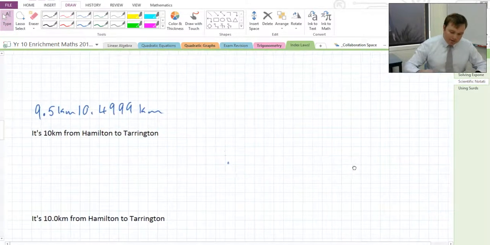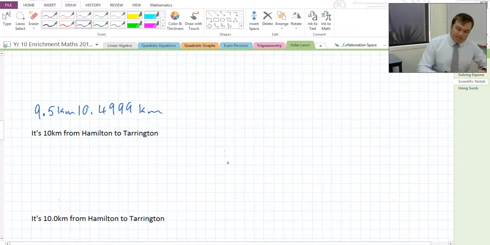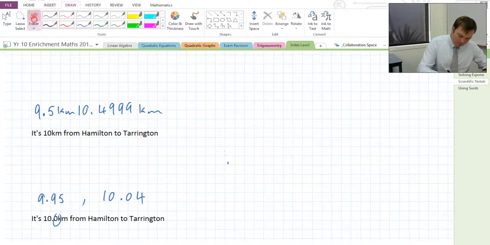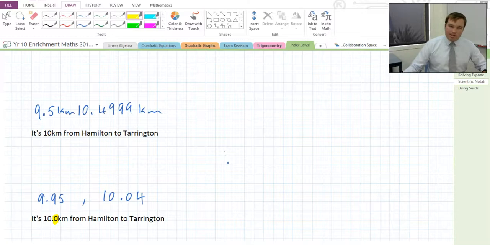Now, note, that's very different to saying it's 10.0 kilometers from Hamilton to Tarrington. I realise that both of them, 10 and 10.0, say exactly the same thing in terms of distance, but one implies much more accuracy. This second one, 10.0, really implies you're going from 9.95 and up to 10.04 and down. You're rounding to one decimal place there. By adding the 0.0, you're implying a far greater degree of accuracy. You're saying, I've measured this really quite accurately, it is 10.0. I can go to one decimal place, and this is where we use significant figures.